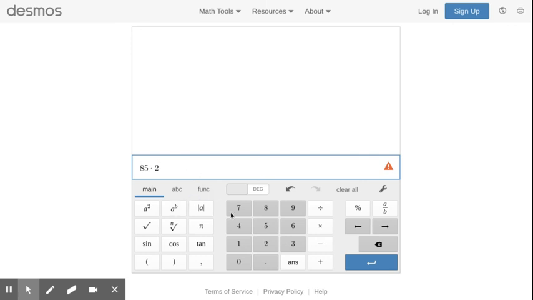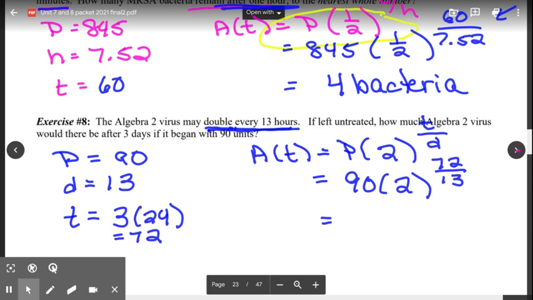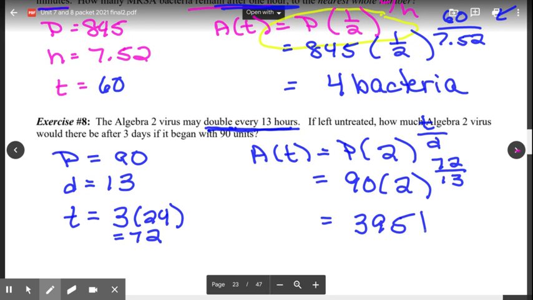Now I'm going to do parentheses. 72. If you want to keep both values in the exponent, you have to use parentheses. Otherwise, it'll try to pop back down. So our answer is 3,950.59. And we're going to do this to the nearest whole number. So 3,951. 3,951 of the virus units. That's a lot of Algebra 2 virus.